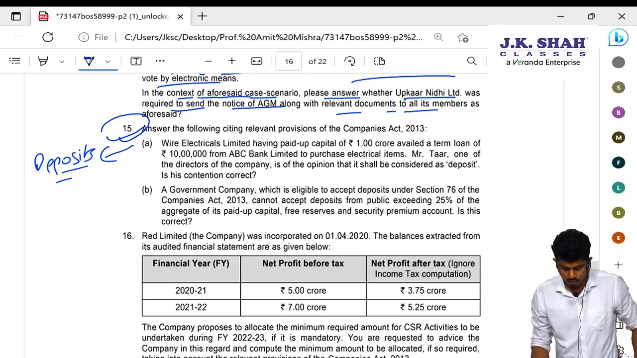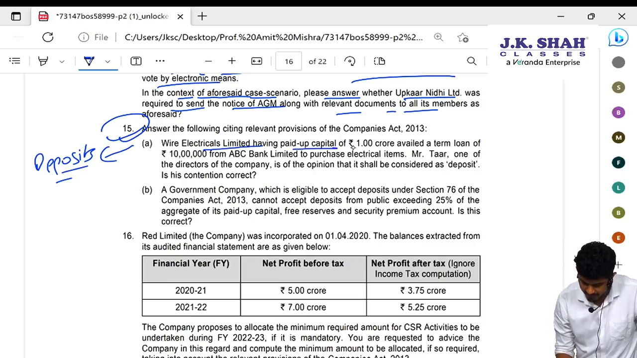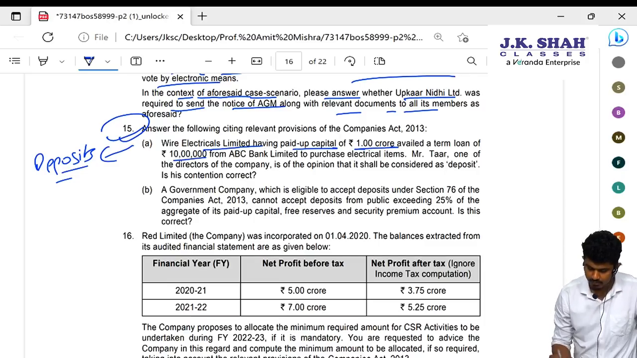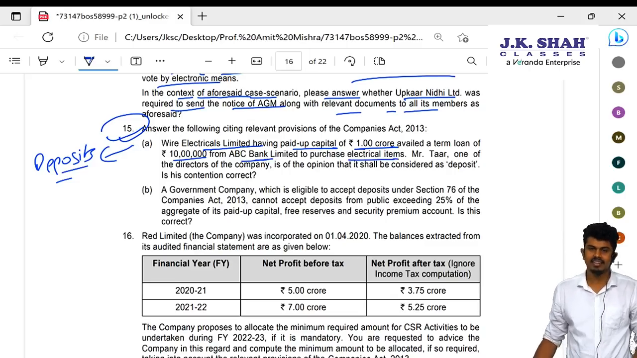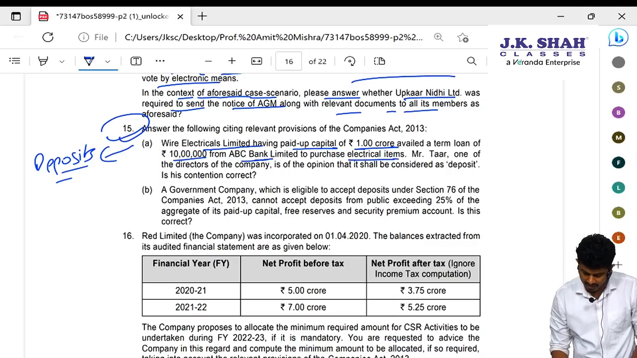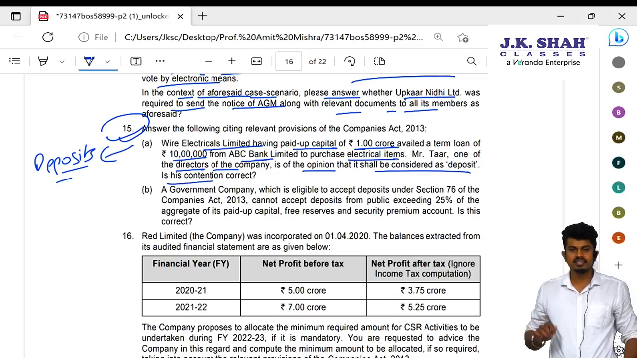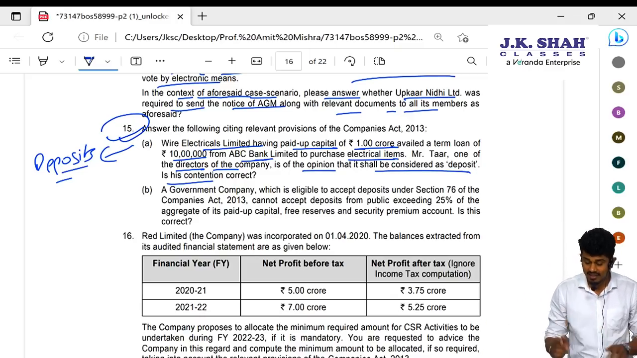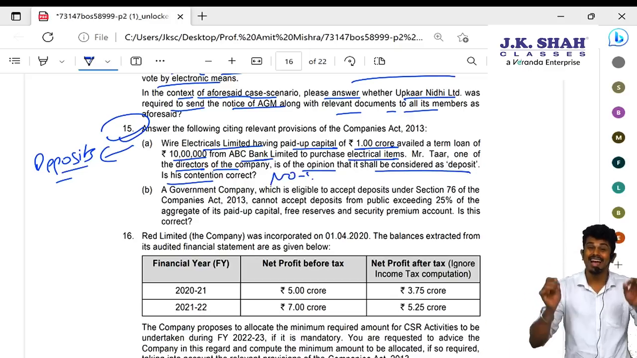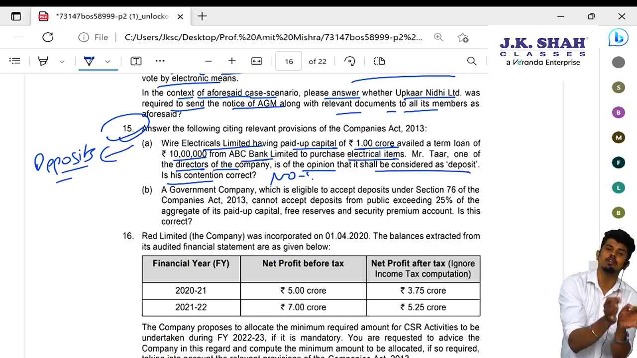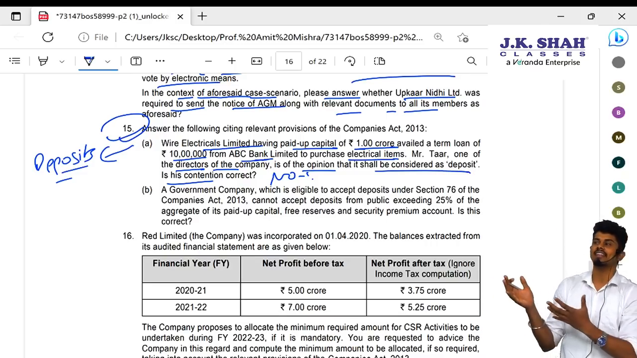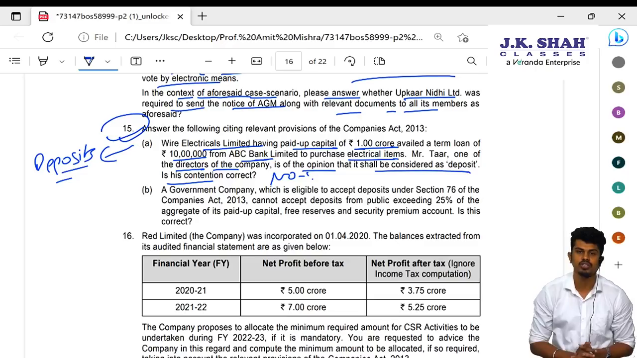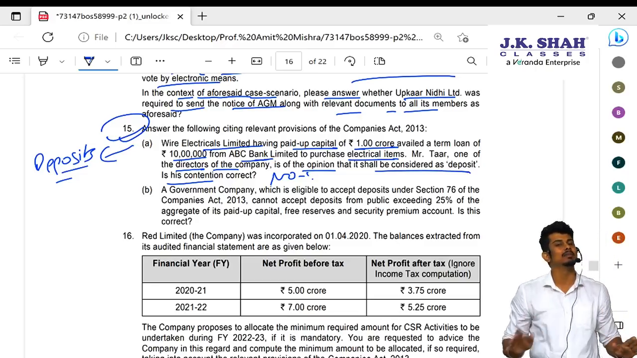Now, Wire Electrical Limited, having paid up share capital of 1 crore, has availed a term loan of 10 lakh rupees from ABC Bank Limited to purchase electrical items. Now, Mr. Tar, one of the directors of the company, is of the opinion that it shall be considered as deposit. Is his intention correct? So the answer will be no, because the exceptions to the definition of deposits clearly specify that if a company has taken a loan from a bank or financial institution, it is not considered as deposit.